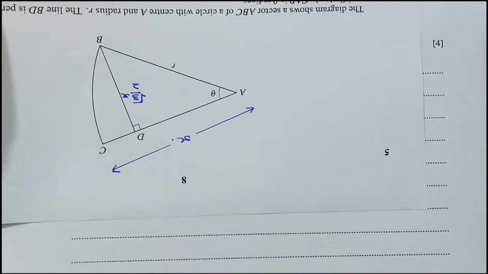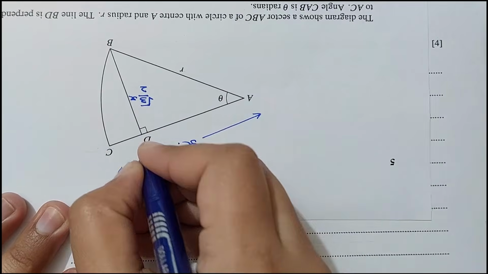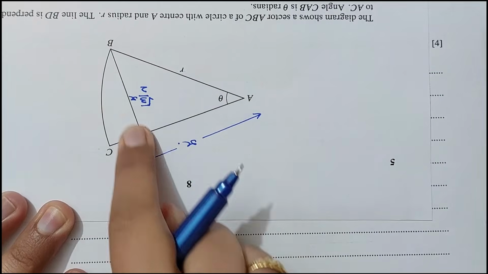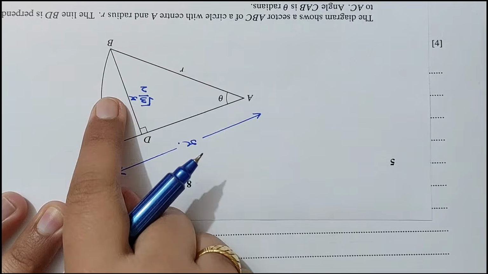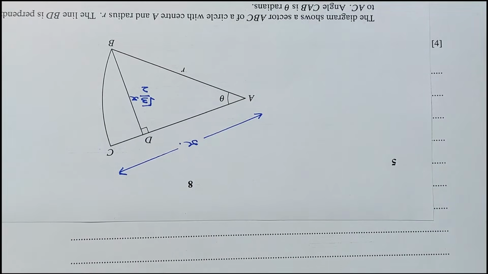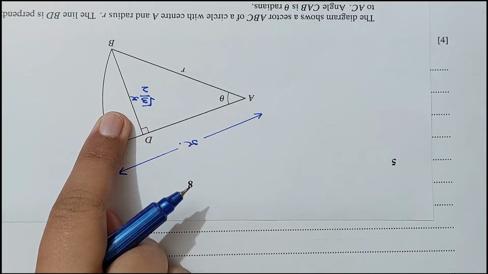Okay, considering this right angle triangle, this is easy to visualize. A, D and B, it is a right angle triangle. This is the base, this is the perpendicular, and this is the hypotenuse. So hypotenuse square equals the sum of squares of the other two sides of the triangle. So the hypotenuse is R, this is square root of 3 by 2 R, and AD we don't know, right?